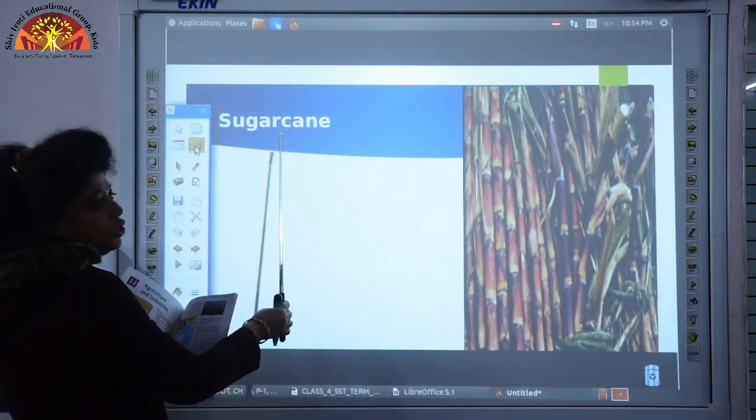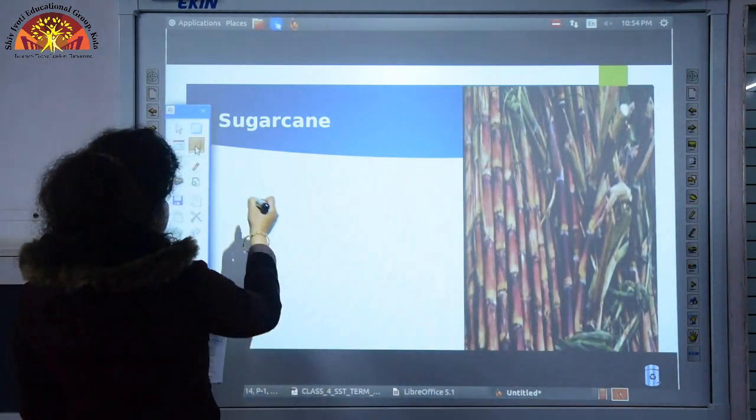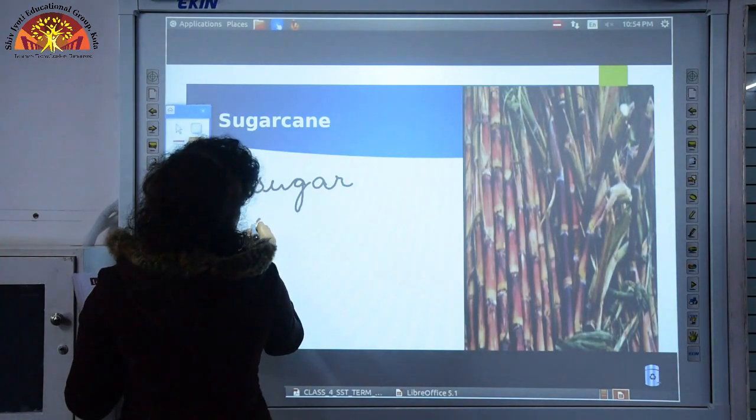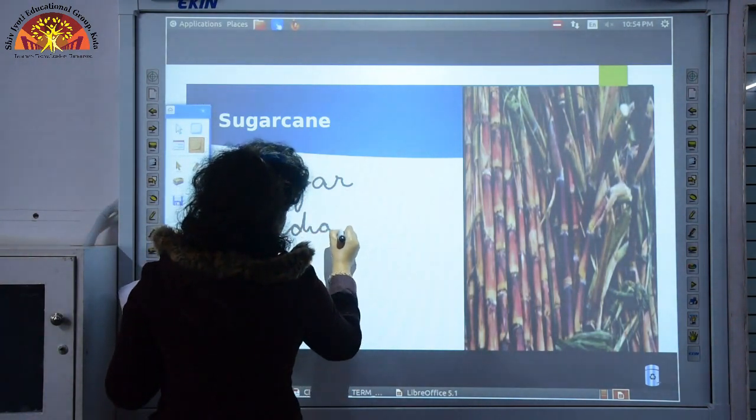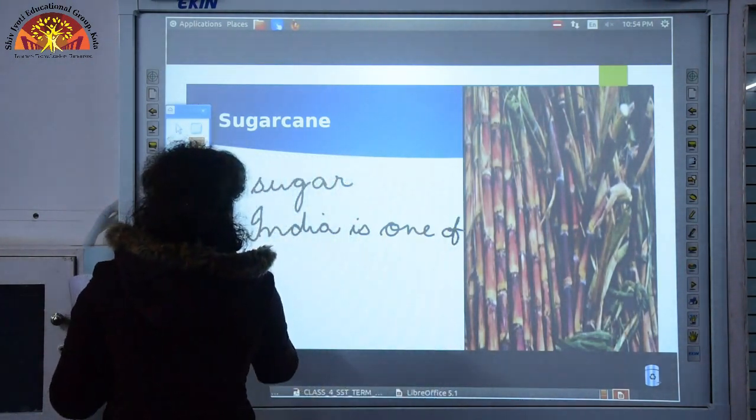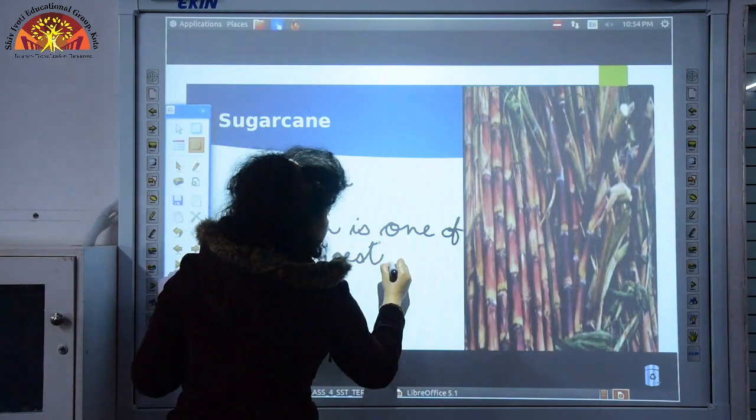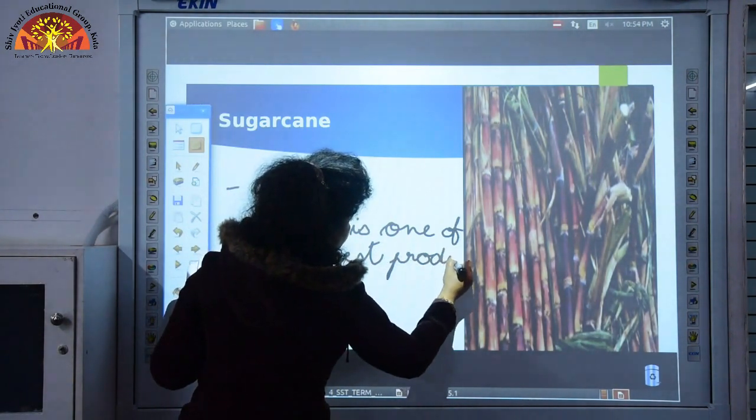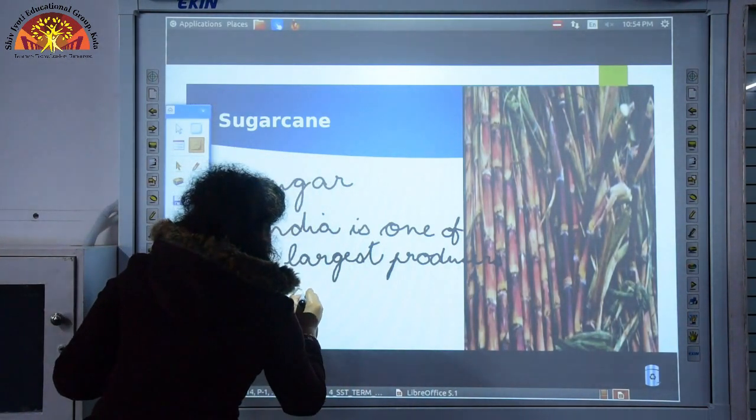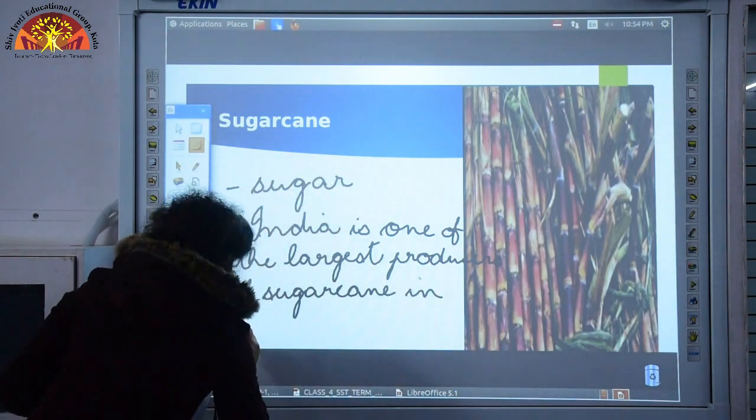Now, our next topic is sugarcane. What you see here is the sugarcane plant, and sugarcane is used to make sugar. India is one of the largest producers of sugarcane in the world.